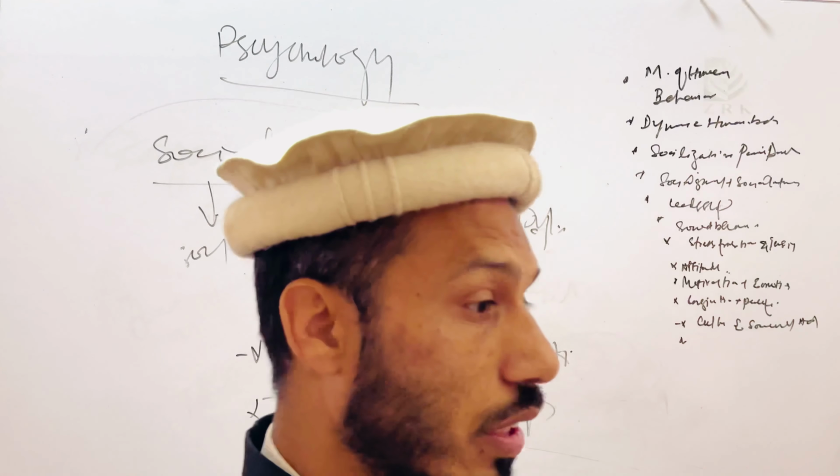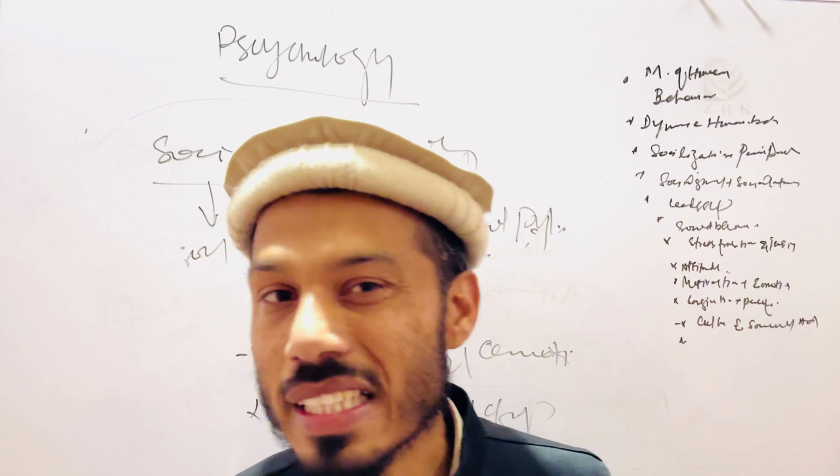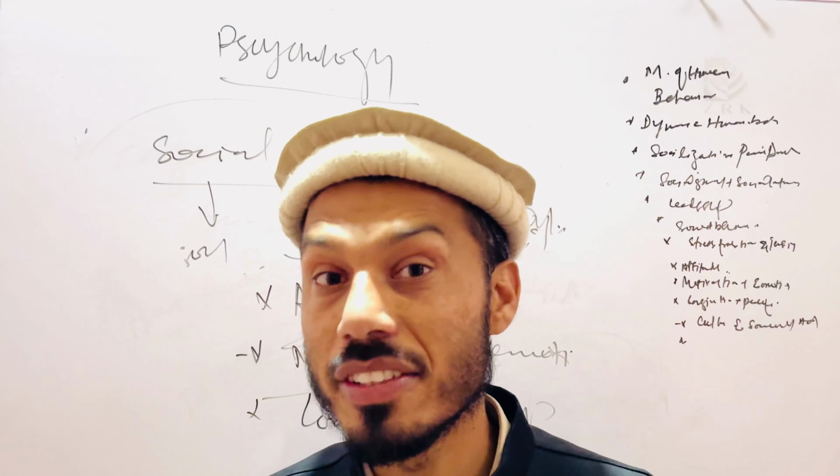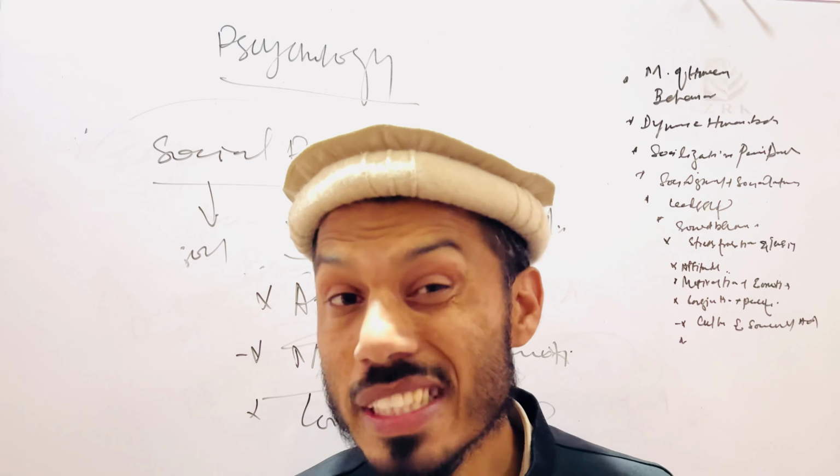Perception means to see something and then organize or gain information. So this is called perception.